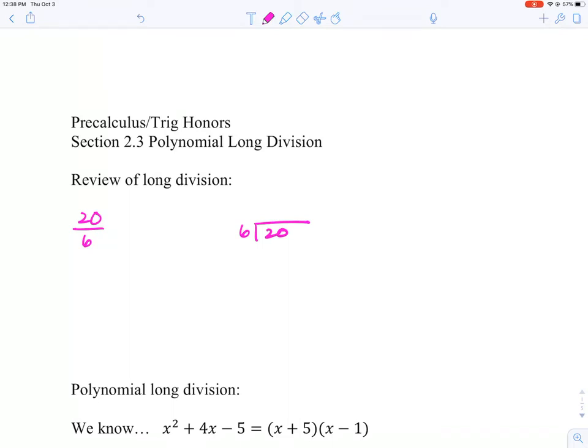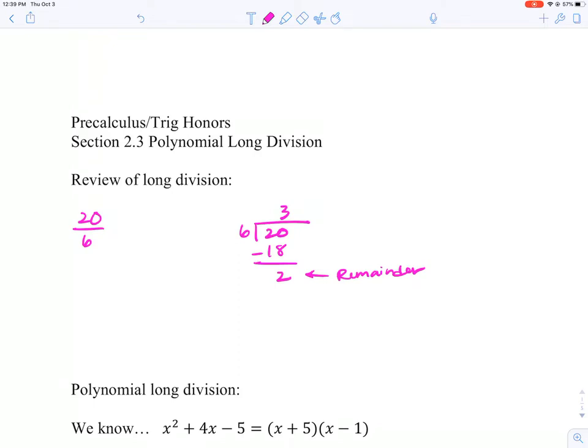And we go, okay, well, 6 doesn't divide into 2, right? 2 is smaller than 6, so 6 doesn't divide into 2. So then we move over and we go, okay, how many times does 6 go into 20? That would be 3 times. And then 3 times 6 would give us 18. We subtract, and we'll get 2. 6 does not divide into 2, so 2 ends up being our remainder.